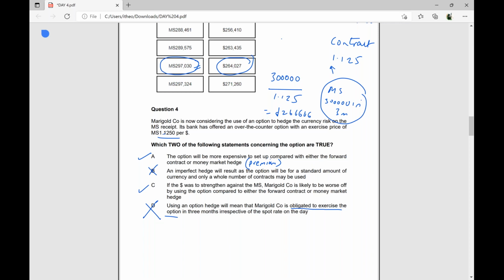If the dollar is further strengthened, then obviously Marigold is likely to be worse off. Likely to be worse off means it will face a loss. Because of this contract, we have locked in that we will receive this amount. If the dollar strengthens, we will be in further loss. That's what it is saying. So this statement also seems correct. The correct answer would be A and C. Either use the correct statements or remove the wrong statements.